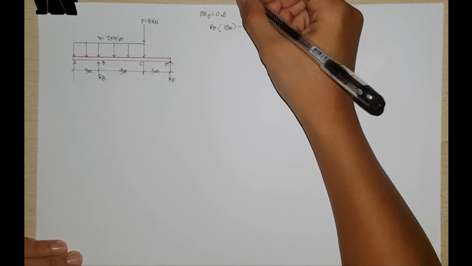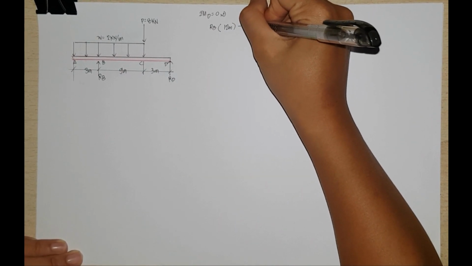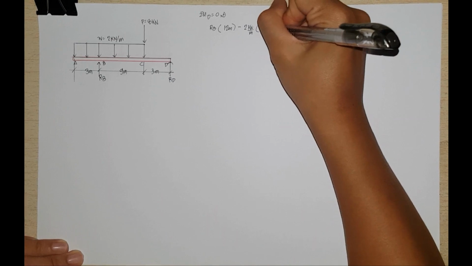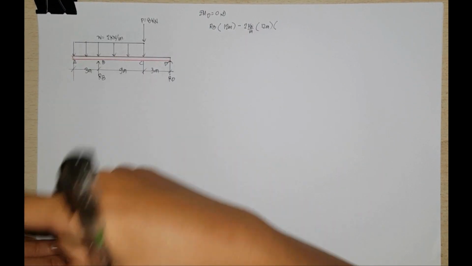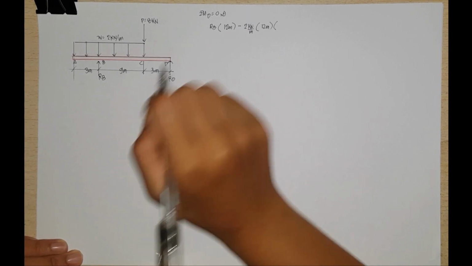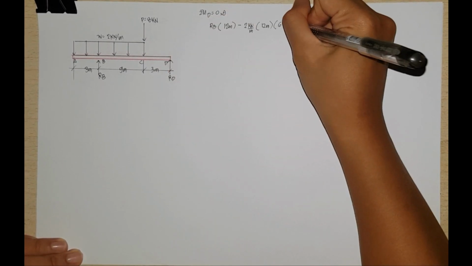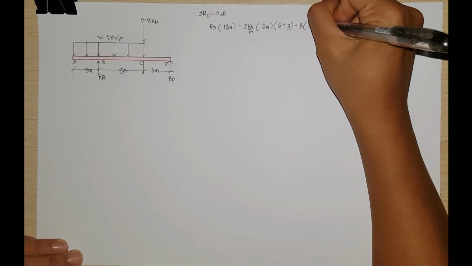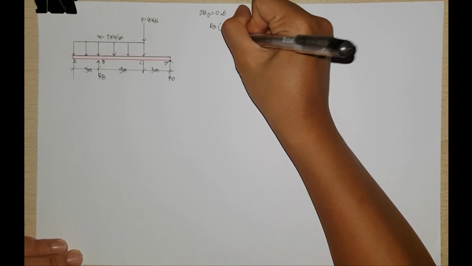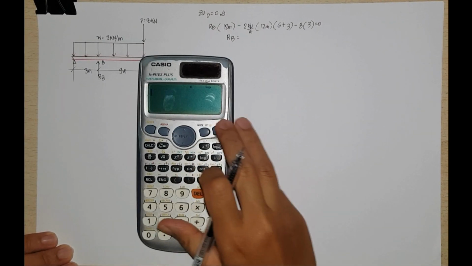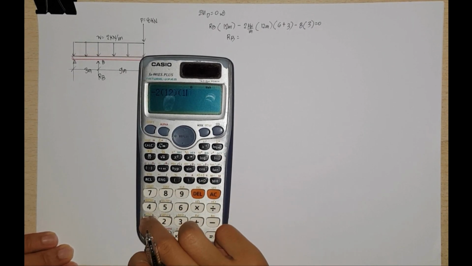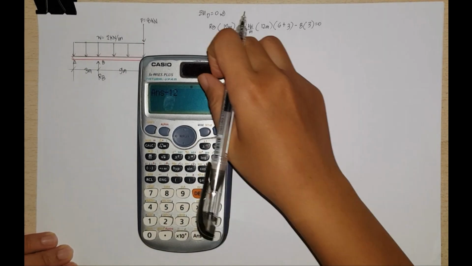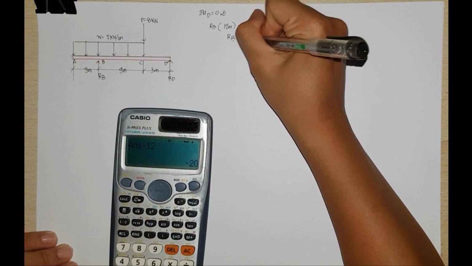Minus yung uniform distributed load natin, which is 2 kN per meter, multiplied by its length, so 12 meters. And then yung moment arm niya is 12 divided by 2, so 6 plus 3. Minus yung point load natin na 8 kN, moment arm is 3. So it is equal to 0. Therefore, the reaction at B is equal to, so yung negative 2. So, transpose natin. So, reaction at B is equal to 20 kN.